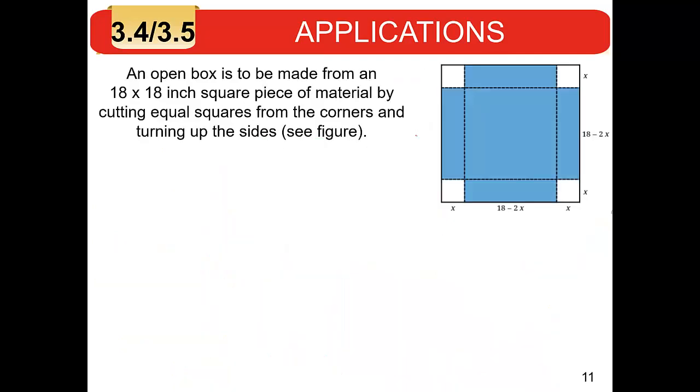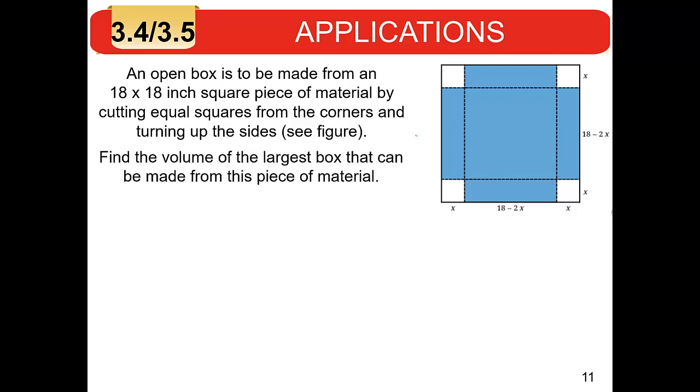Let's jump now from 2 dimensions to 3 dimensions. This problem increases the dimensionality. It says an open box is to be made from an 18 by 18 inch square piece of material by cutting equal squares from the corners and turning up the sides. So picture a square piece of cardboard or a square piece of plywood, you're going to cut out those corners x by x, and then you're going to turn up the sides. I guess it's better to think of it as cardboard because you can think of that as folding up.